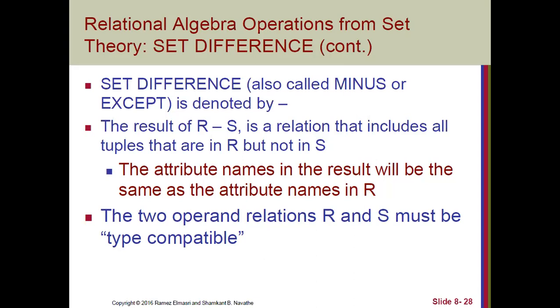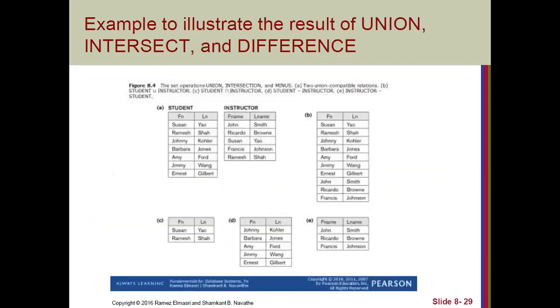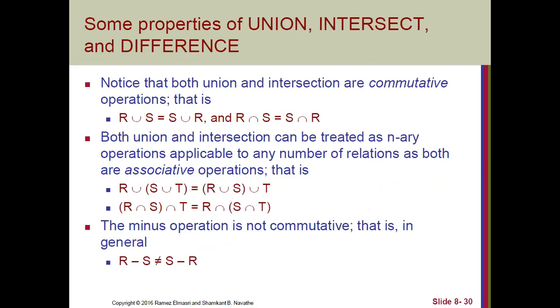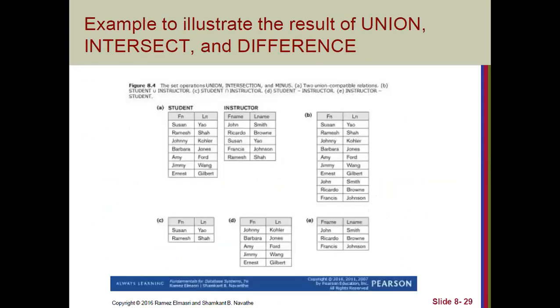The two operand relations R and S must be type compatible, because we have recalled many times that the type compatibility condition holds for union, intersection, and difference. Now we can see the examples as well. You can apply this to various relations, and you can see the example.